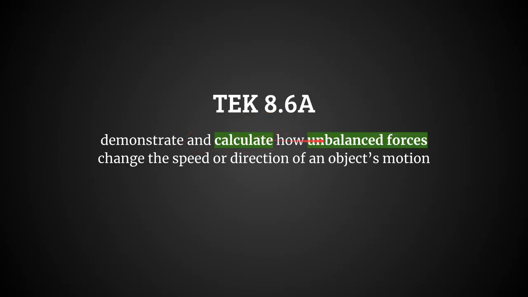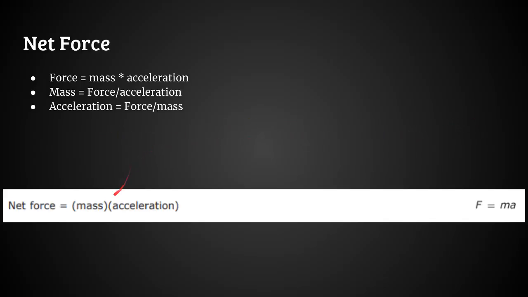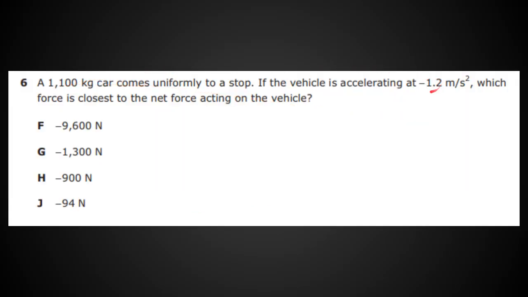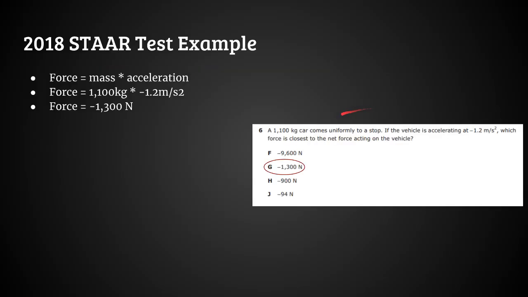TEAC 8.6, calculate unbalanced forces. Our force formula is F equals mass times acceleration. If we look here, we have a mass and an acceleration. Just multiply the two together and we get negative 1,300 newtons of force.